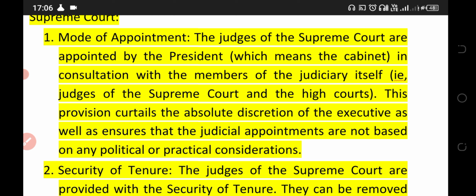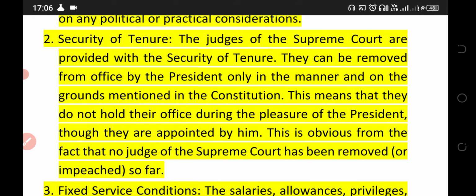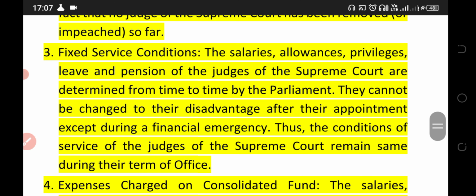Security of tenure. The judges of the Supreme Court are provided security of tenure. They can be removed from office by the President only in the manner and on the grounds mentioned in the Constitution. This means that they do not hold their office during the pleasure of the President, though they are appointed by him. This is obvious from the fact that no judge of the Supreme Court has been impeached so far.